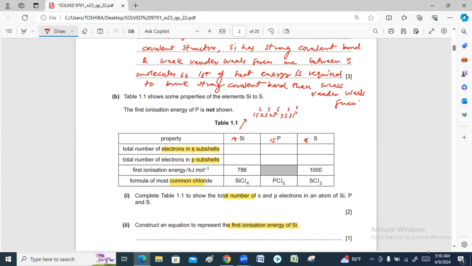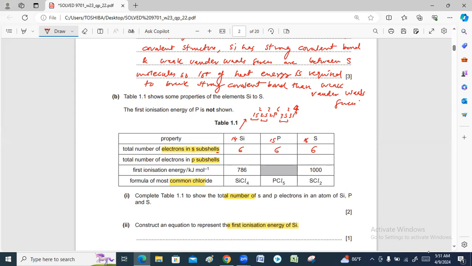In this question, we need the total number of electrons in s subshells, across all the shells. Silicon has three s subshells, so 2 plus 2 plus 2, there are 6 electrons. Phosphorus is 15. If we add one more electron, again there are 6 electrons in the s subshells. Sulfur is 16. If we add one more electron, 3s2, 3p4 is the electronic configuration of sulfur. Definitely, the number of electrons in s subshells will remain the same, so 6 electrons in s subshells.